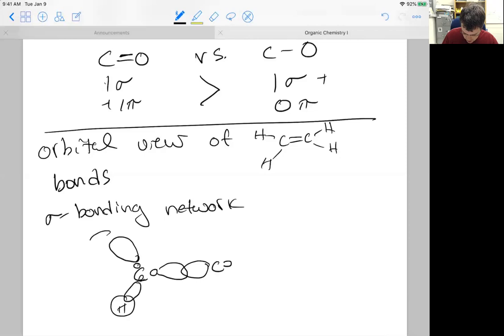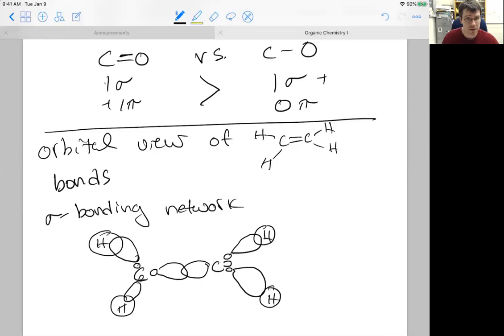We have H here, and we have H here, and then little lobe to big lobe here, little lobe to big lobe here, and H, and then H. Okay, so that's my sigma bonding network, the arrangement of head-to-head overlaps that allows for our molecule to form.